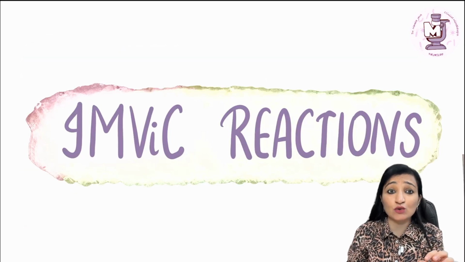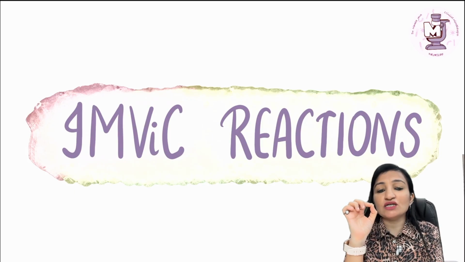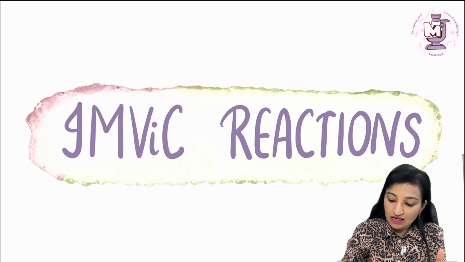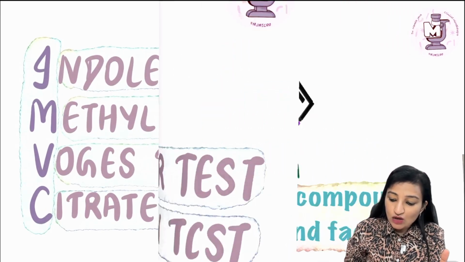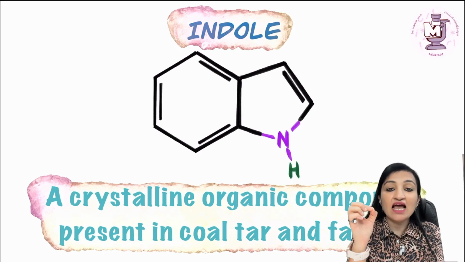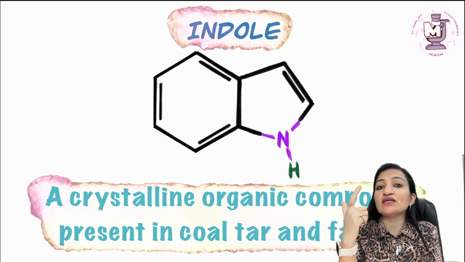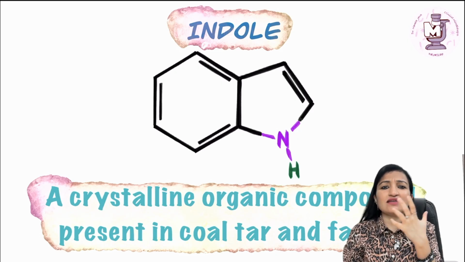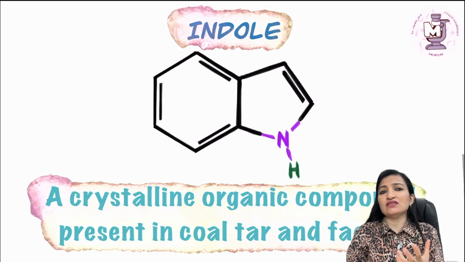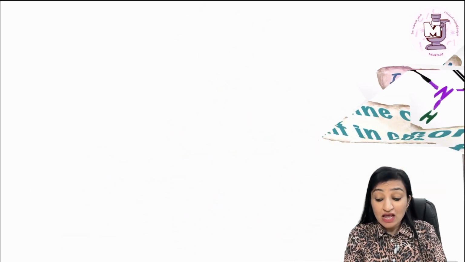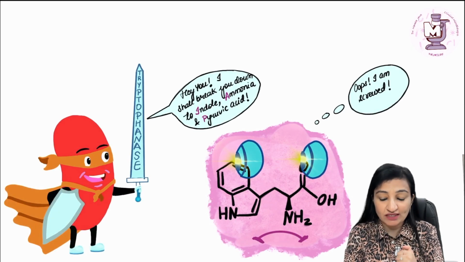Now when we talk about this acronym IMVIC, the small i is just a suffix after V for ease of pronunciation, so it is referred to as IMVIC reaction. Now guys, when you Google this word indole, this is the picture you get, and you get this definition that it's a crystalline organic compound found in coal tar and feces. Now, what has this crystalline organic compound got to do in the lives of bacteria which are said to be indole positive? So basically, we should know the principle of the indole test.